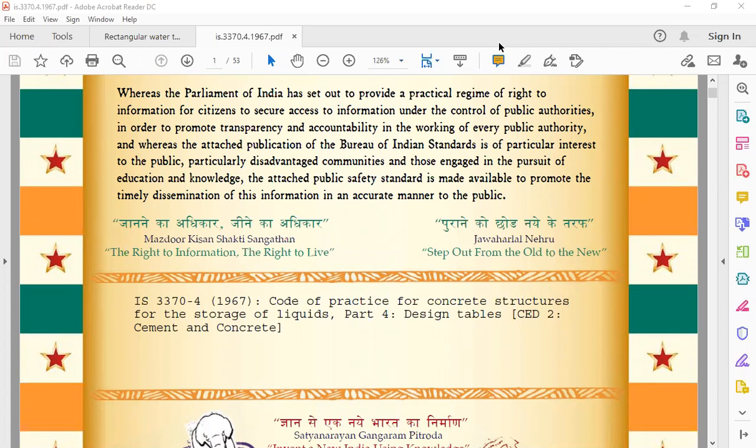Today I am going to explain the design of liquid storage tanks. Here we are going to study the design using the IS code method. For this design we are going to use IS 3370 part 4, that is IS 3370 part 4 1967. It is the code of practice for concrete structures for the storage of liquids.